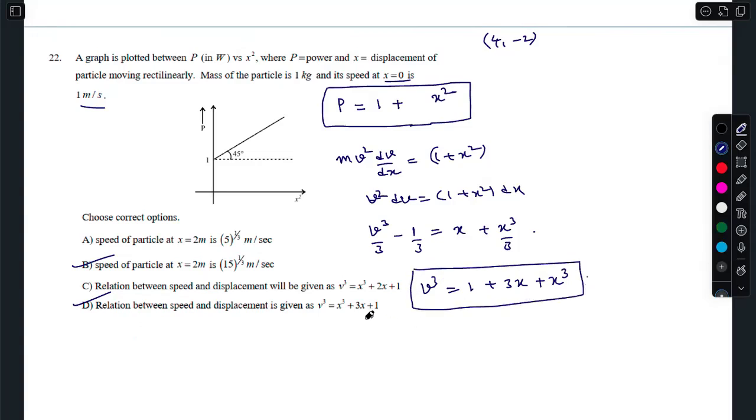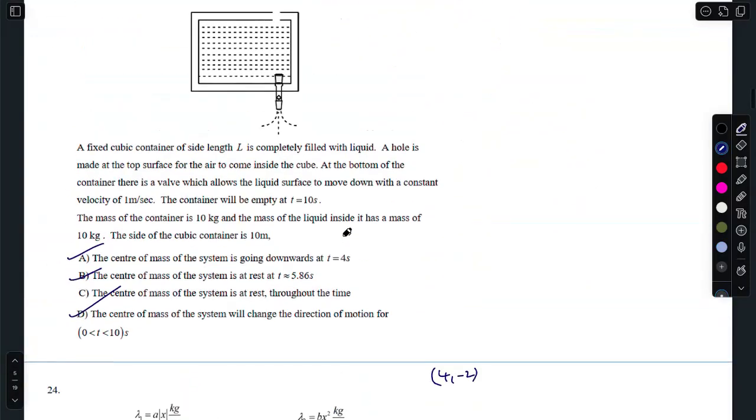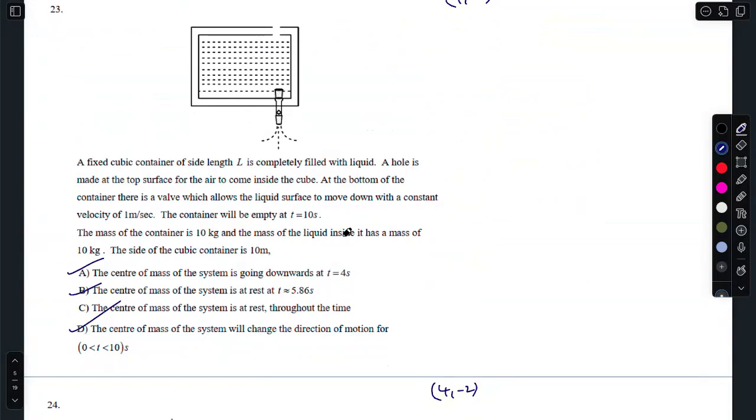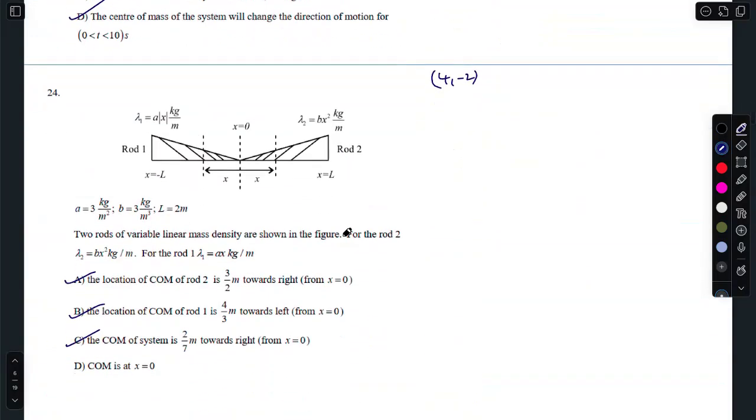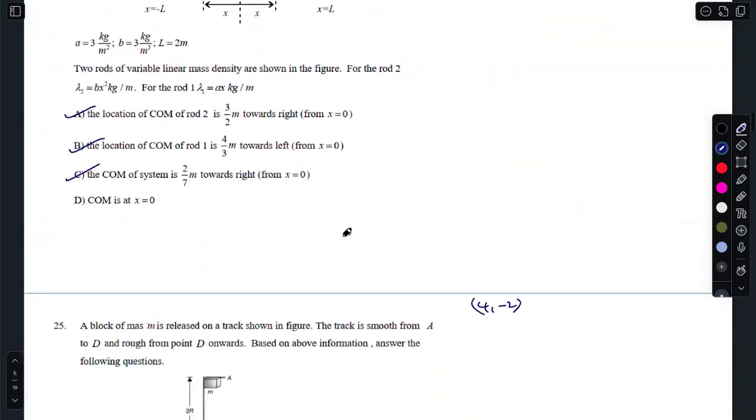What do you want? One relation is correct. X cube plus 3x, correct. Put x is equal to 2 meter. Then v cube will be 1 plus 6 plus 8. 7 plus 8, 15. So obviously B is correct. These four questions, you have nothing to do. In case you are not doing them, you are not justifying. Right. This is lengthy. I will come later. This is also lengthy. As of my observation, I will come later.